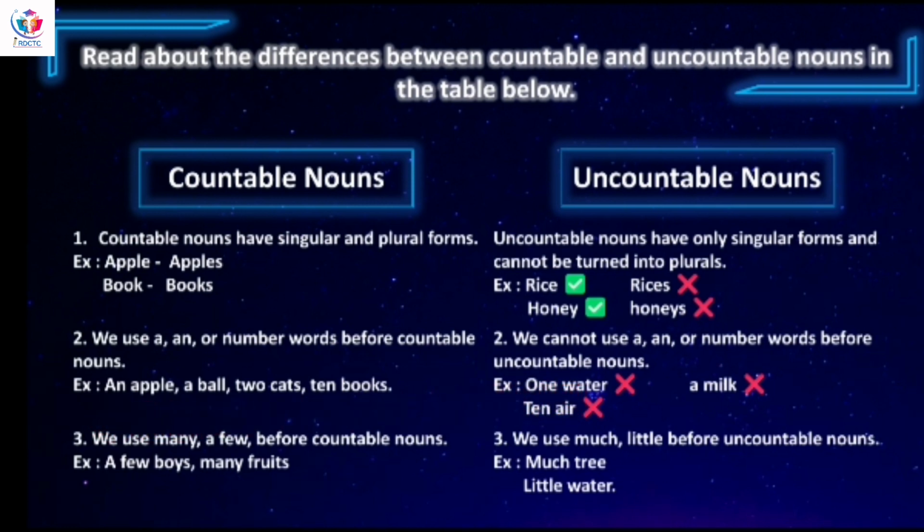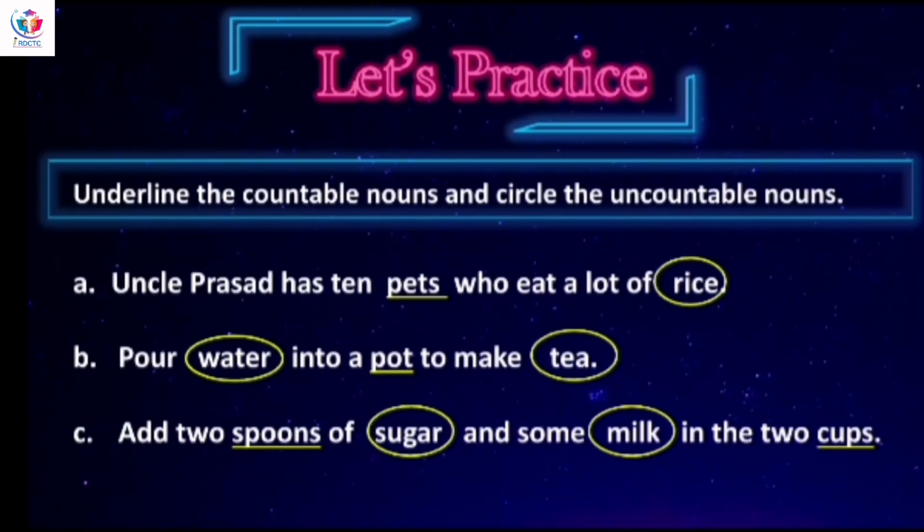Next, we can use many, a few before countable nouns, like a few boys, many fruits. Next, we use much, little before uncountable nouns, like much tree, little water. Okay, and now let's practice. Underline the countable nouns and circle the uncountable nouns.